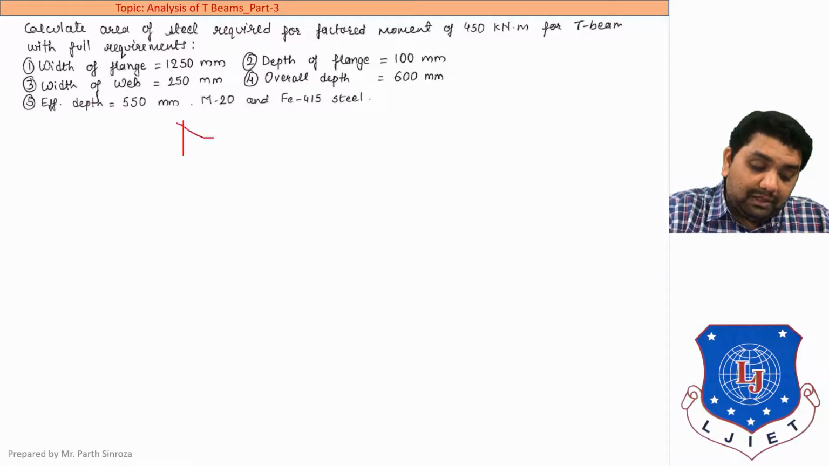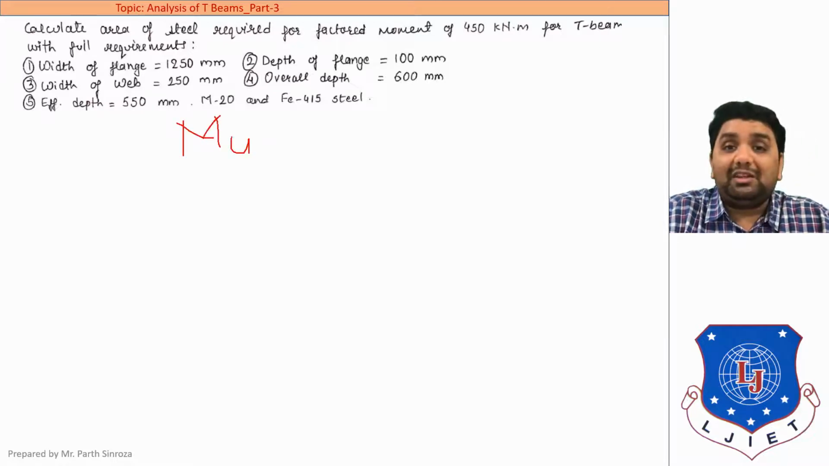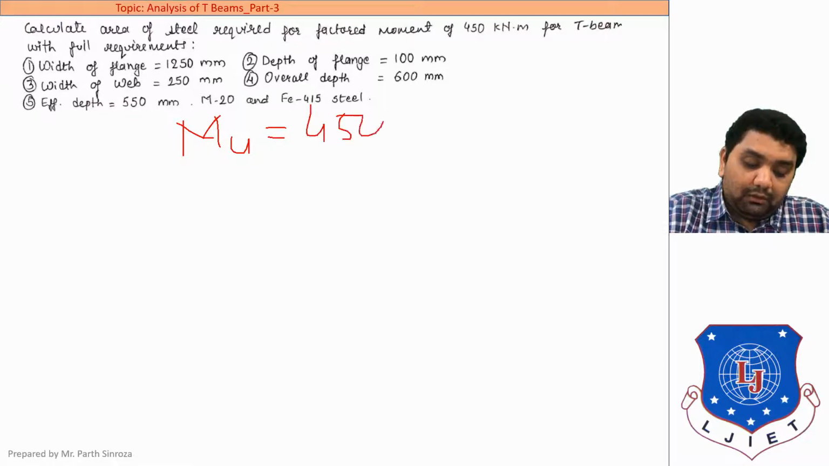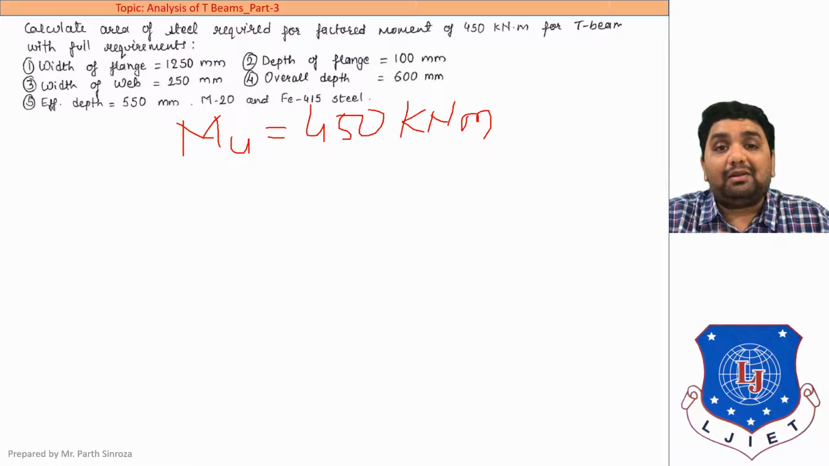That means we will be starting with the data given. So MU is given in the question as 450 kilonewton meter. So our first step will be to start with MU that is being given. Clear? And what is MU? MU is moment of resistance.